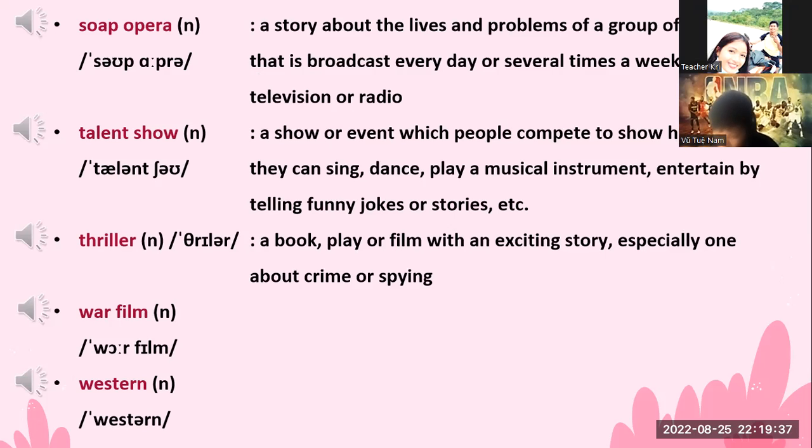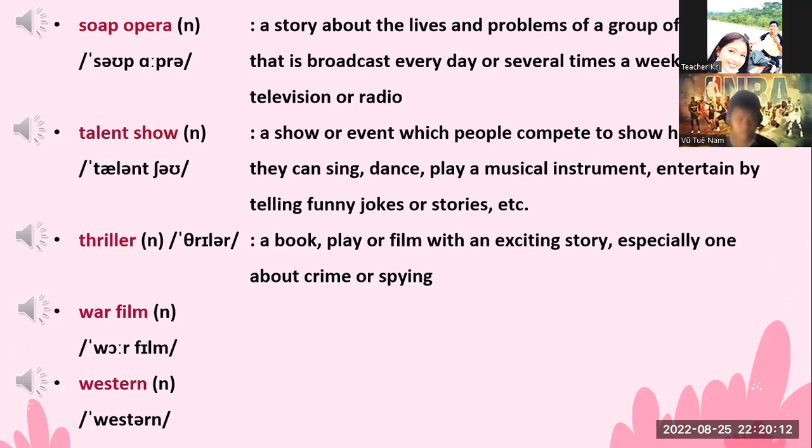Okay, let's read the meaning of the word thriller one more time. So a thriller is a book, play, or film with an exciting story, especially one about crime or spying. A book, play, or film with an exciting story, especially one about crime or spying.